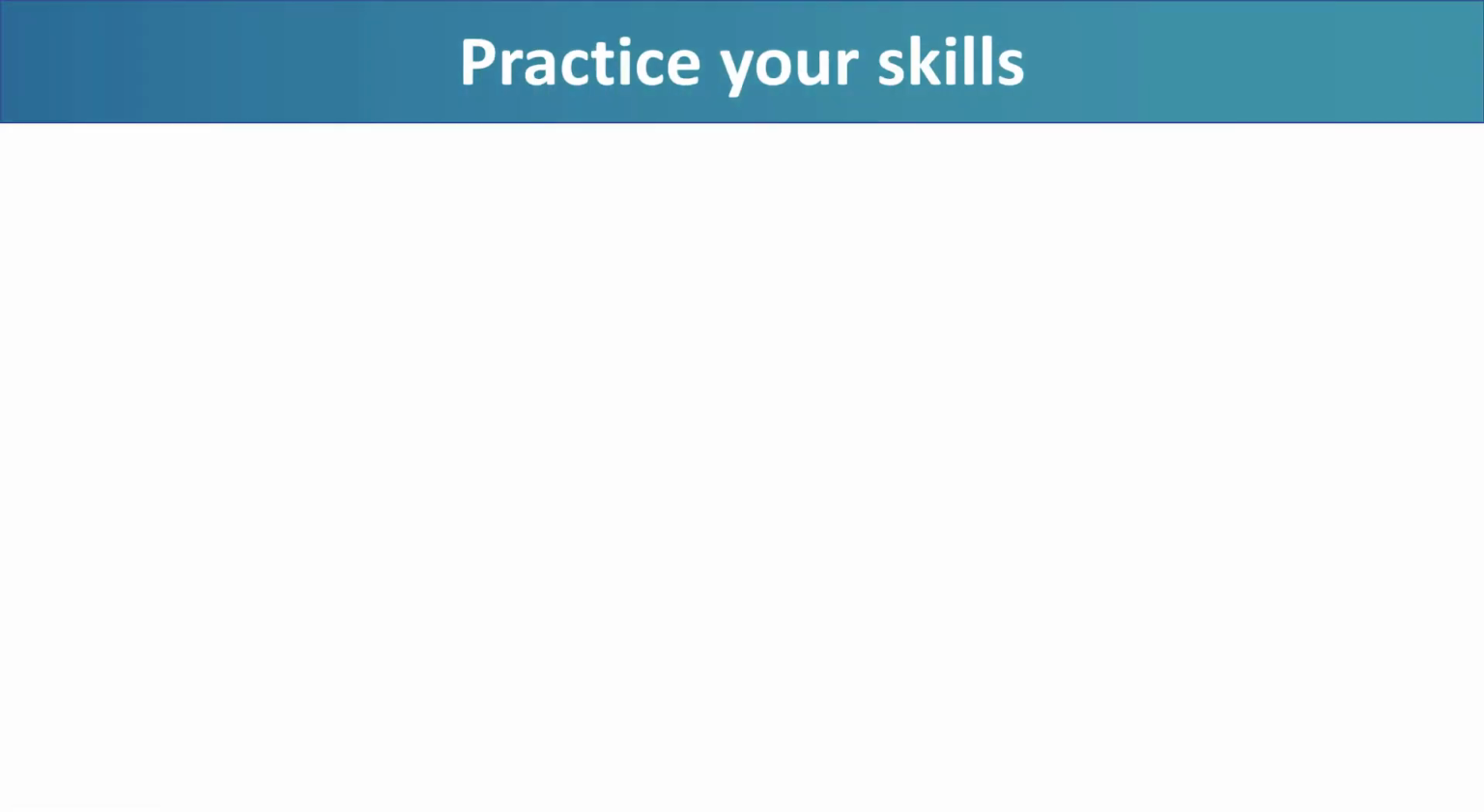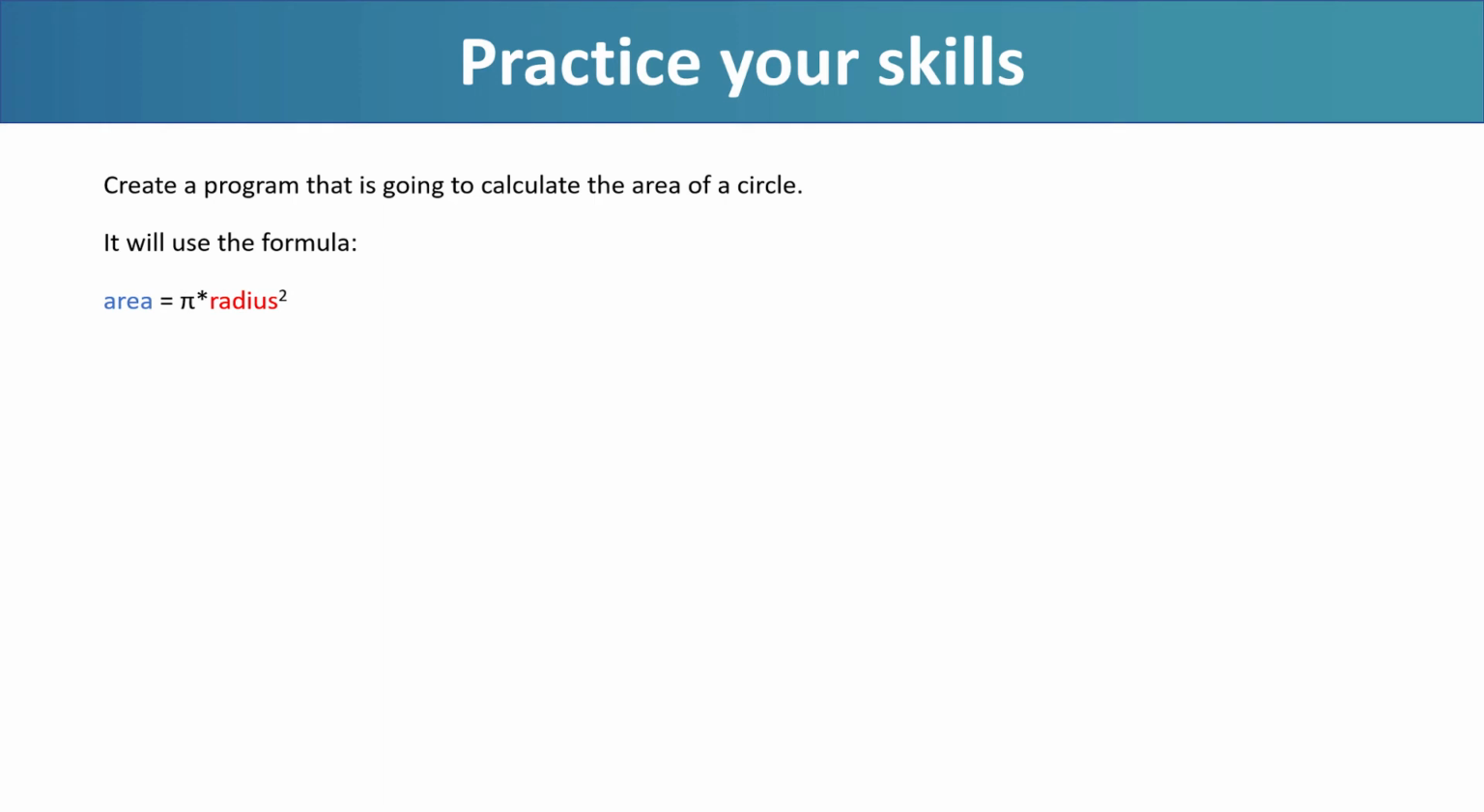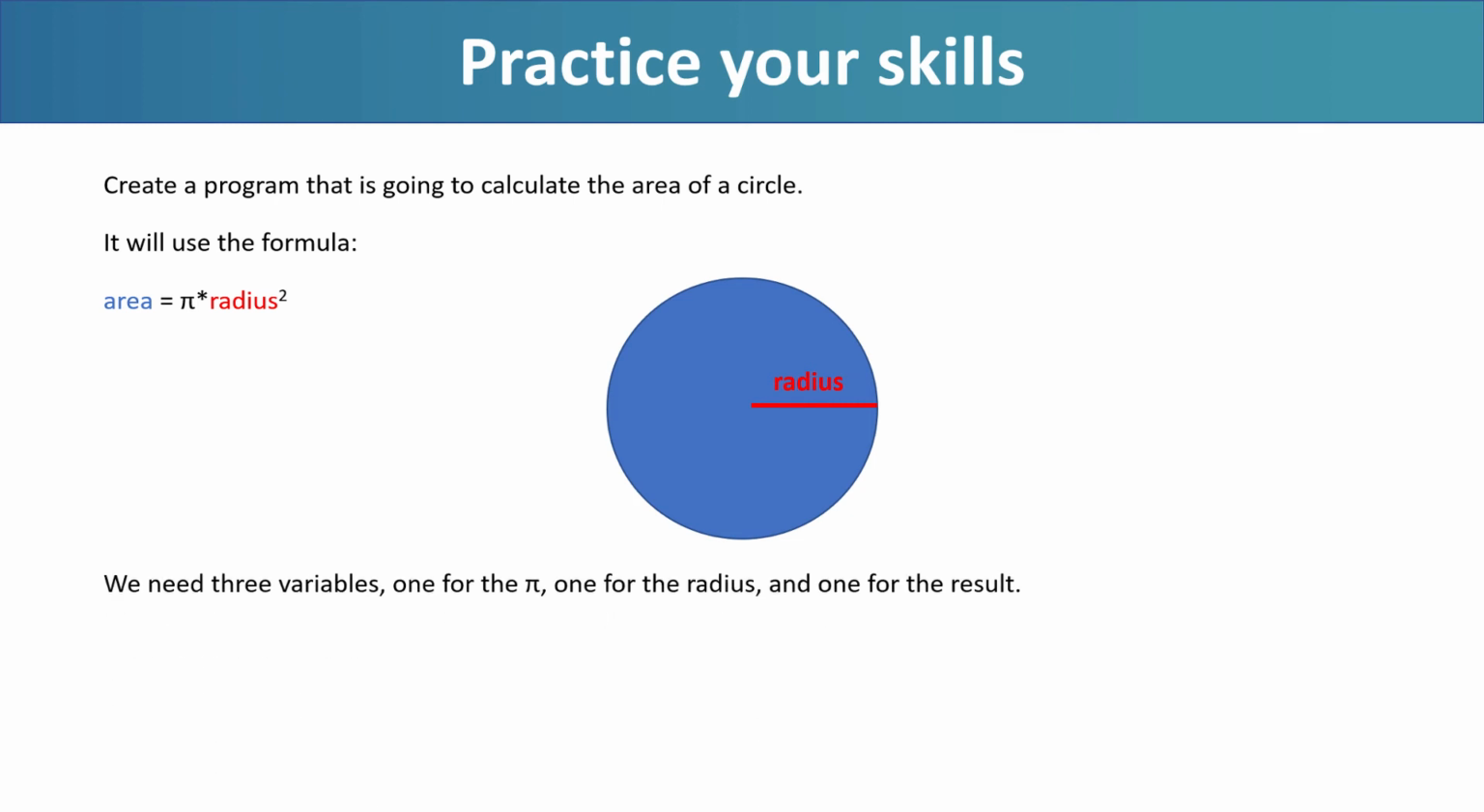So let's practice it with an exercise. Let's create a program that will calculate the area of a circle using the equation: area is equal to pi radius squared. We have to create 3 variables, one for the pi, one for the radius, and one for the result. The program will print the following to the console: the area of a circle of radius something centimeter is something square centimeter. Please pause the video now and try to do the exercise.